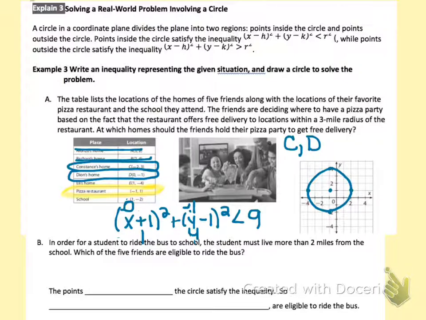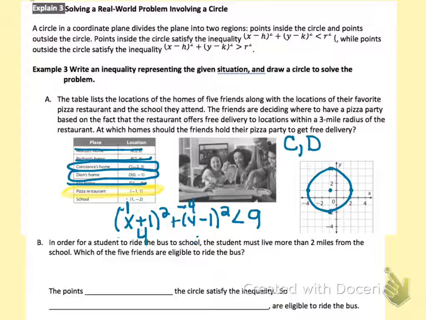And then Eli. I've got to plug his numbers in. If I plug 1 in for x and negative 4 in for y, 1 plus 1 is 2, and 2 squared is 4. Then negative 4 minus 1 is negative 5, and negative 5 squared is 25. That's definitely out. You could also have graphed those points instead. This is official, though: Constance and Dion are the people where the party would have to be.